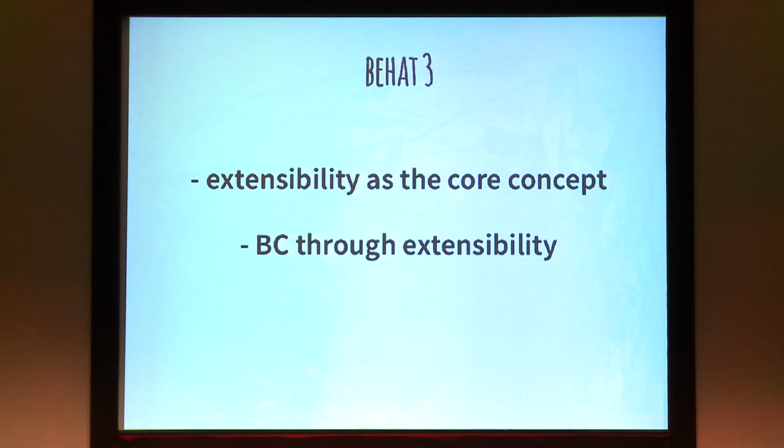So the goal for me with BEHAT 3 is to actually follow my promise and make BC breaks go away as much as possible. They always will be there, but how can I mitigate them in the best possible way? So BEHAT 3 at its core has extensibility as a core concept: backwards compatibility through extensibility. The second part is a little bit vague, but I think it will start making more sense towards the end of the talk, and I will go into details and examples of this.